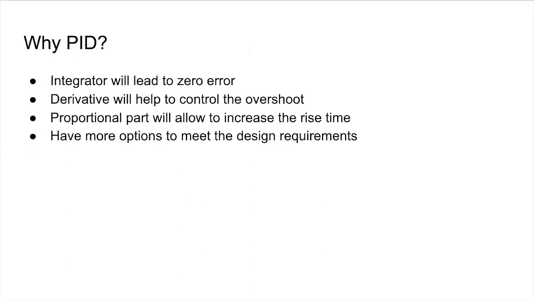And so then why did we choose a PID? It's kind of the best of everything. We can change all the values for KP, KI, KD. With that, the integrator leads to zero error. The derivative will help control overshoot. The proportional controller will allow an improvement in rise time, and we have more options to meet those design requirements.